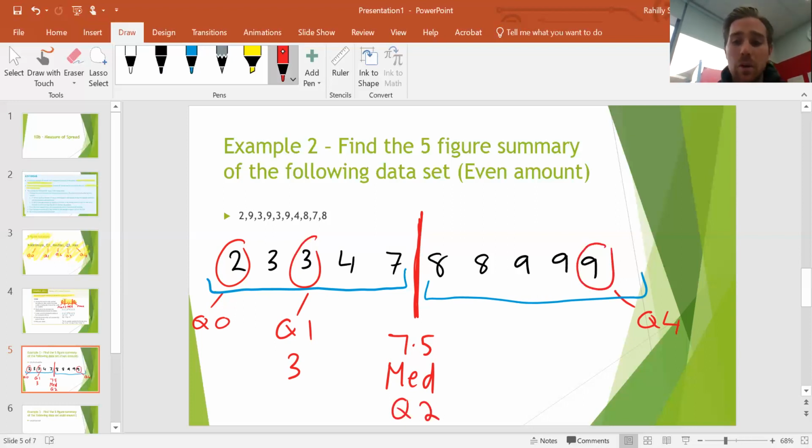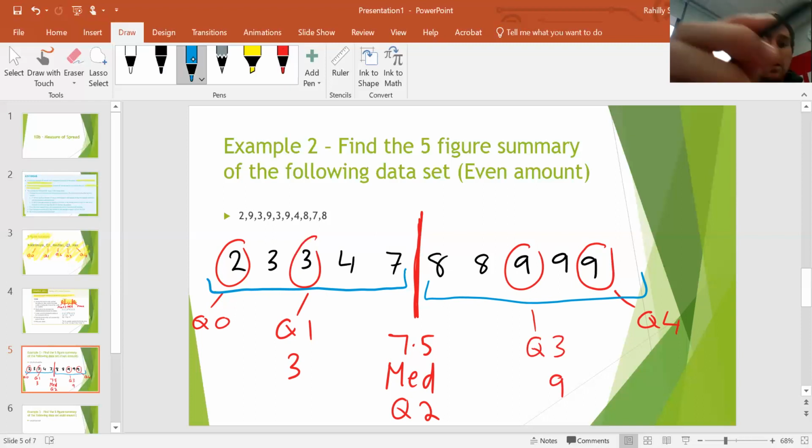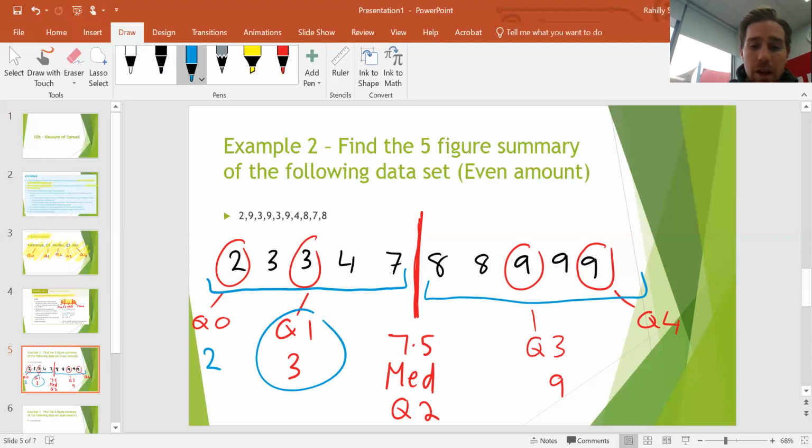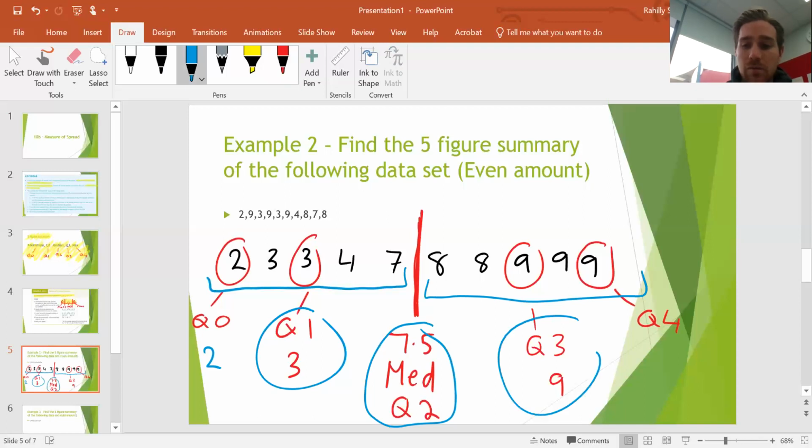We do the exact same thing for the other half. The middle number of this top half is 9, so our Q3 is 9. So our 5-figure summary: Q0 is 2, Q1 is 3, our median is 7.5, our Q3 is 9, and our Q4, our maximum, is also 9. There's your 5-figure summary if you have an even amount. So you just put it in order, split it in 2, and work through it that way.